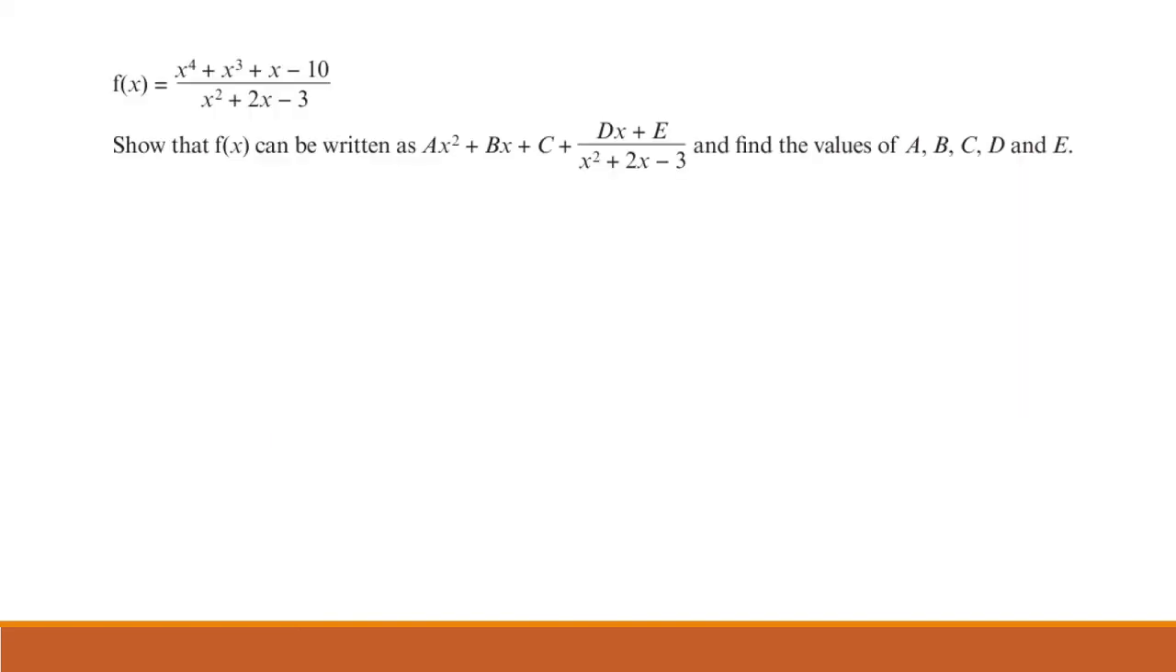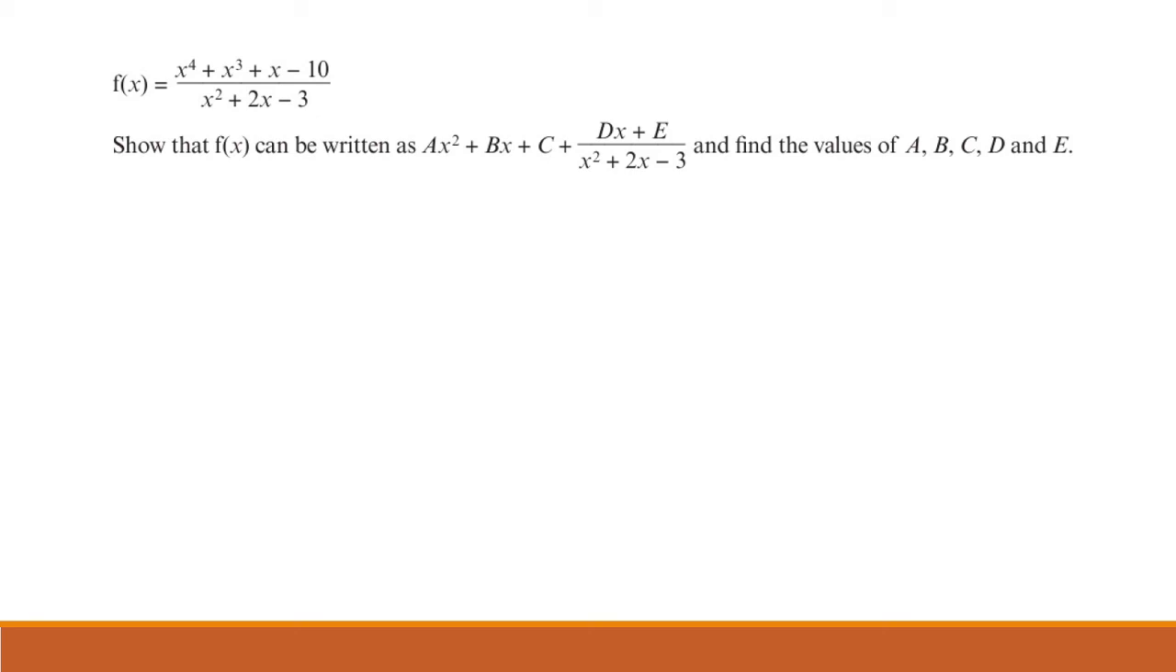Now let's do a different example. f(x) is equal to (x to the power 4 plus x cubed plus x minus 10) divided by (x squared plus 2x minus 3). Now that's an improper fraction, right? We have x to the power 4 in the numerator, x squared in the denominator. They are saying that it can be written as ax squared plus bx plus c plus (dx plus e) over (x squared plus 2x minus 3), and we have to find the unknowns a, b, c, d and e.